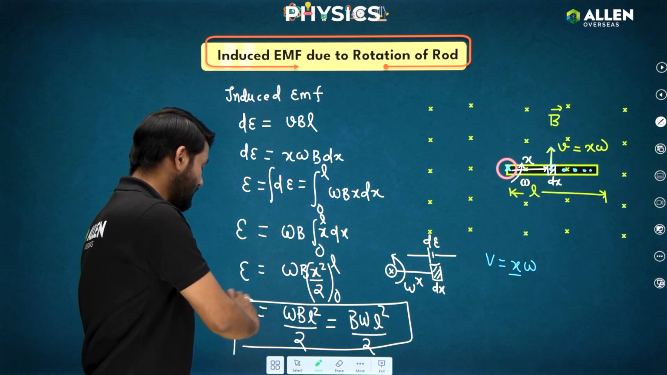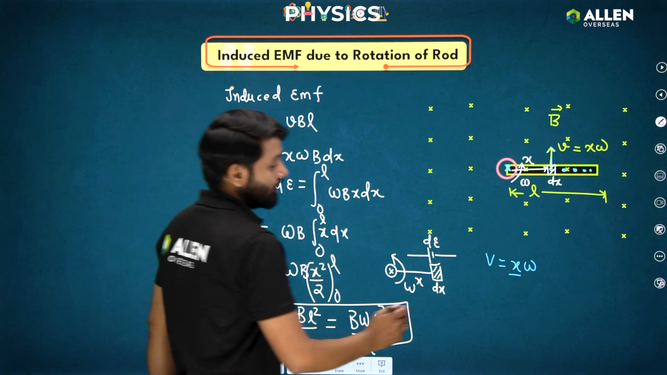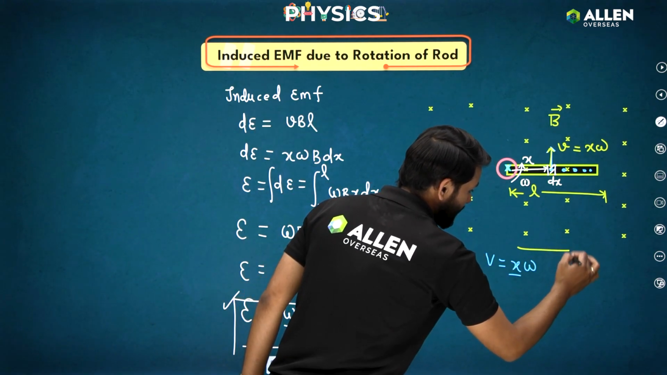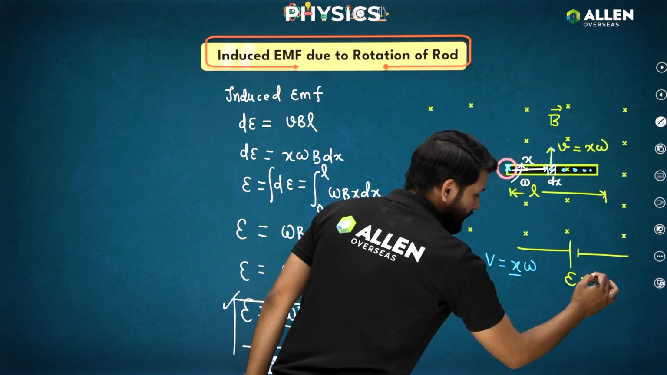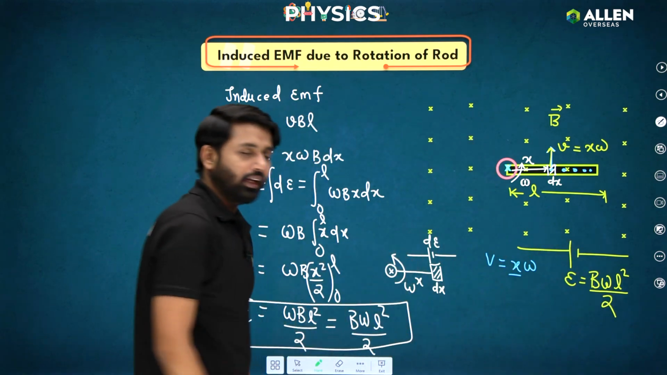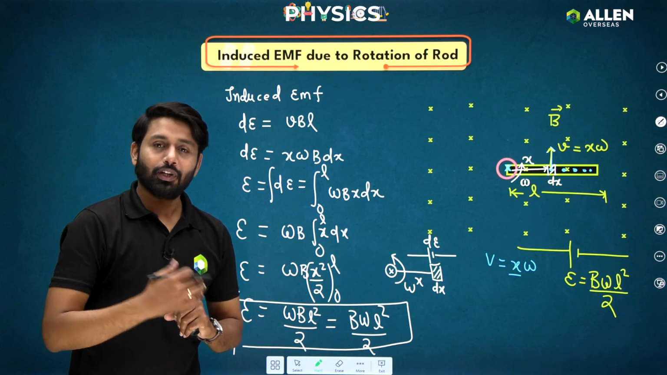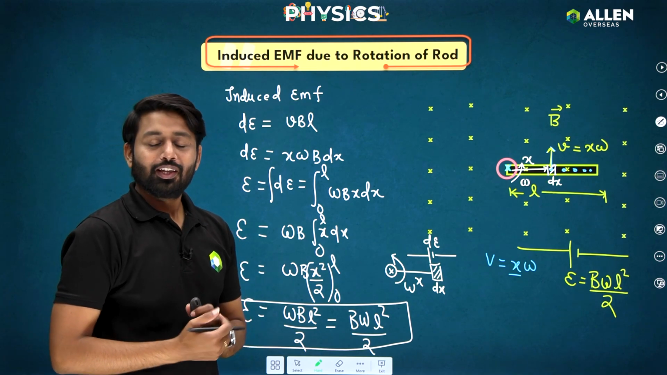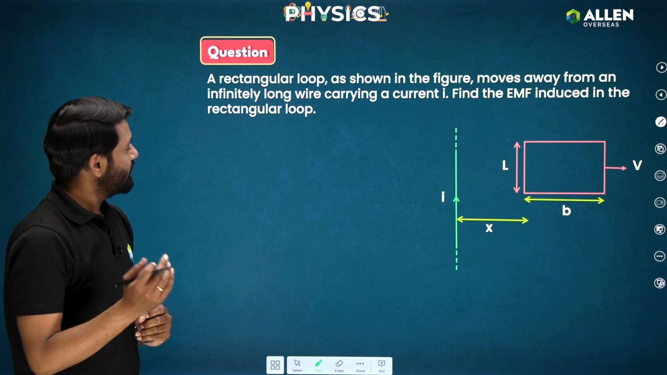So this is the formula for induced EMF, and you can represent this rod by a cell, and the induced EMF is B omega L square by 2, right? So we learned many formulas related to induced EMF. Now let's apply all these formulas. So I will take some questions. Question 1, you can see here, let's read first.